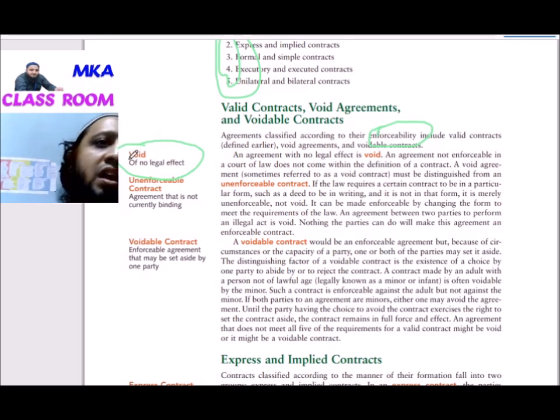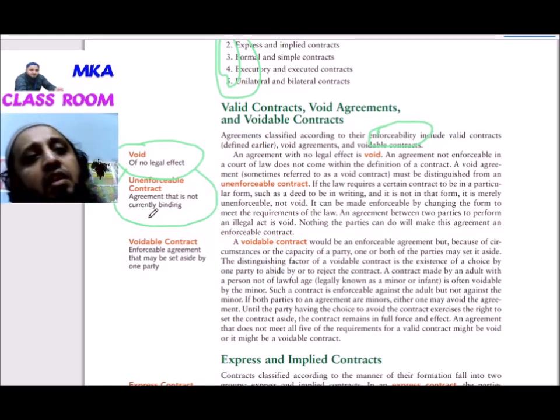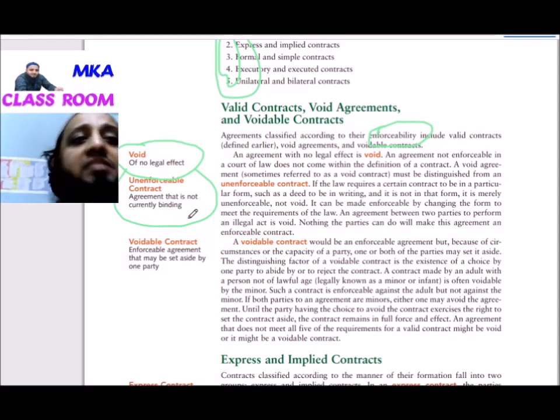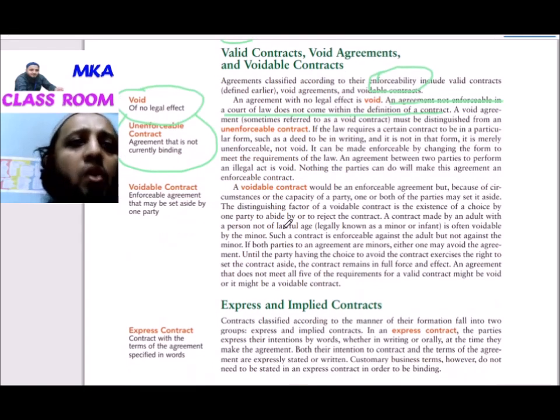And this type of contract is an unenforceable contract. That means you cannot prove it by the law. An agreement that is not currently binding is the unenforceable contract. An agreement not enforceable in a court of law does not come within the definition of a contract. So, very easy: an agreement which is not enforceable in a court is actually not a contract. So you have to have enforceability by the law.